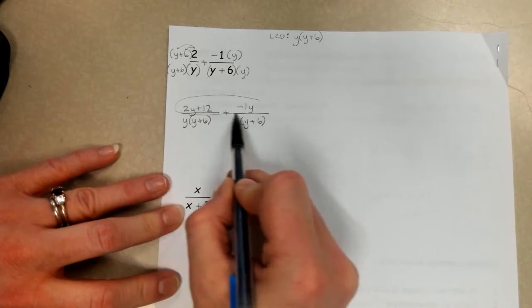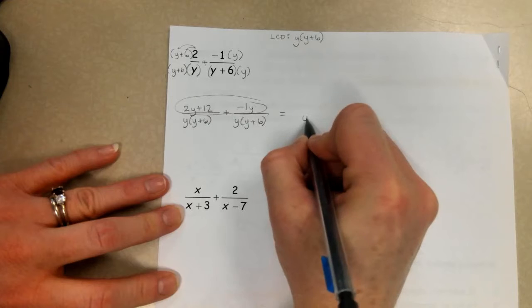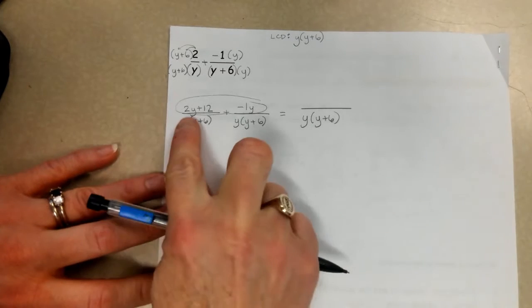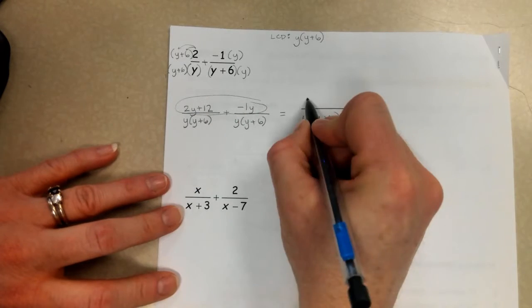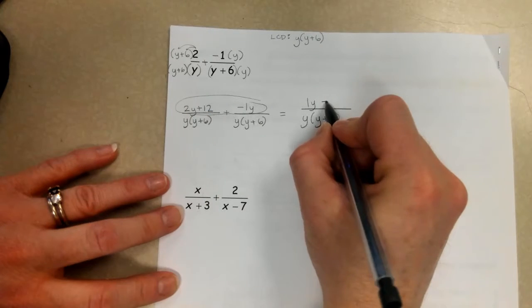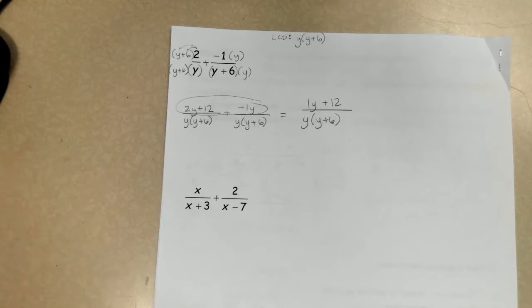So I'm going to add my numerators now because my denominators are the same. And then I'll see if anything can simplify. So let's see, 2y plus negative 1y. Those are like terms, so I put those together and I get 1y plus 12. So y plus 12. You don't have to have the 1, but if you do, you don't have to erase it.